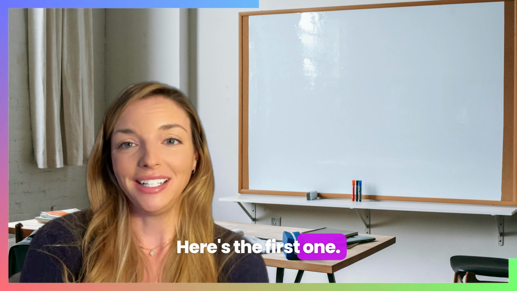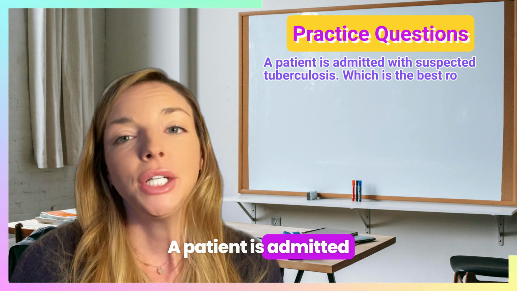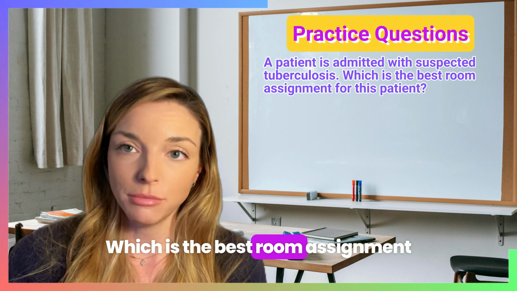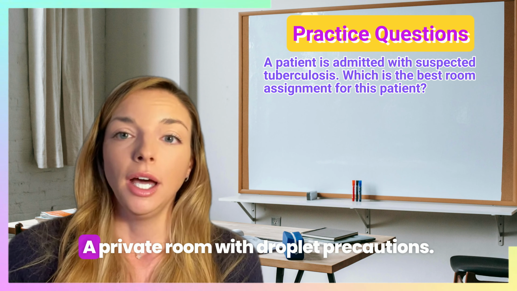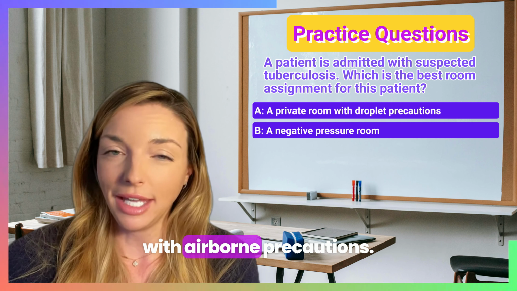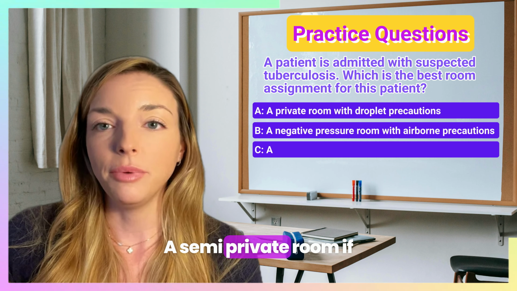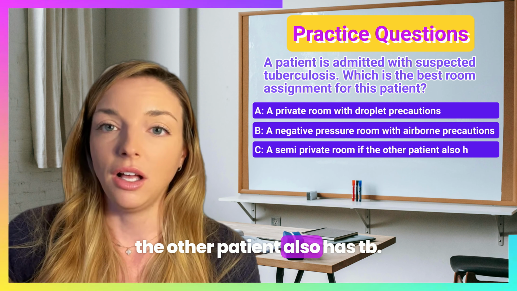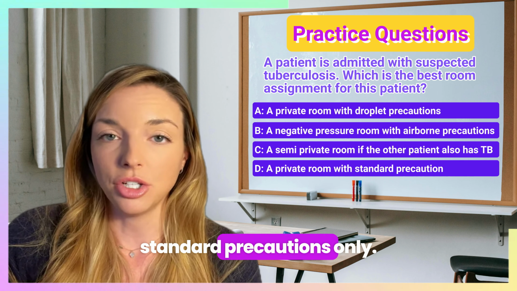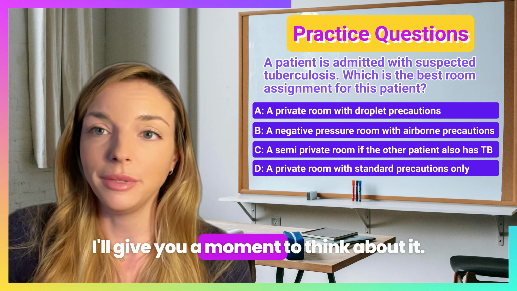Here's the first one. A patient is admitted with suspected tuberculosis. Which is the best room assignment for this patient? A, a private room with droplet precautions. B, a negative pressure room with airborne precautions. C, a semi-private room if the other patient also has TB. D, a private room with standard precautions only. I'll give you a moment to think about it.